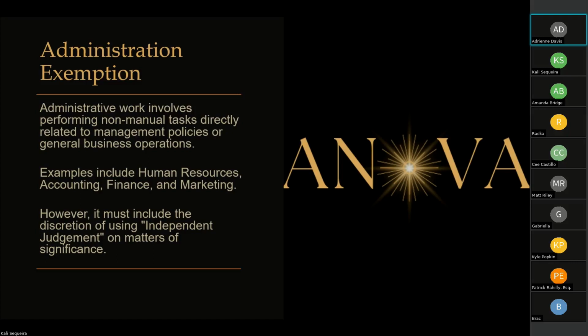For example, employees who perform tax or finance, accounting, marketing, or HR work, as a lot of us do. It must also include the exercise of discretion and independent judgment with respect to matters of significance. In other words, that employee must be making policies, carrying out major assignments, and more.